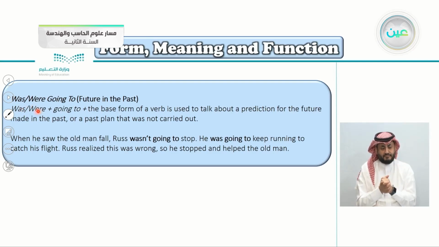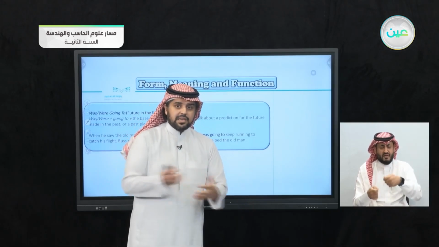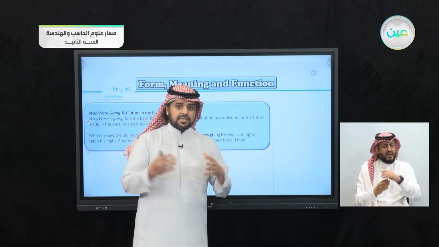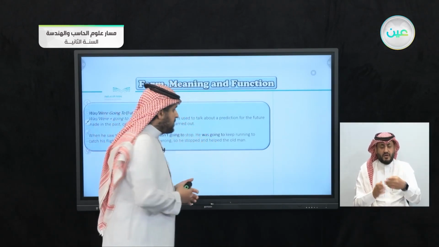Was, were, going to, plus the base form of a verb is used to talk about a prediction for the future made in the past, or a past plan that was not carried out. For example, when you say, I was going to meet him, I was going to pay, but he didn't let me, I was going to get out, and so on. So this is a future plan made in the past.